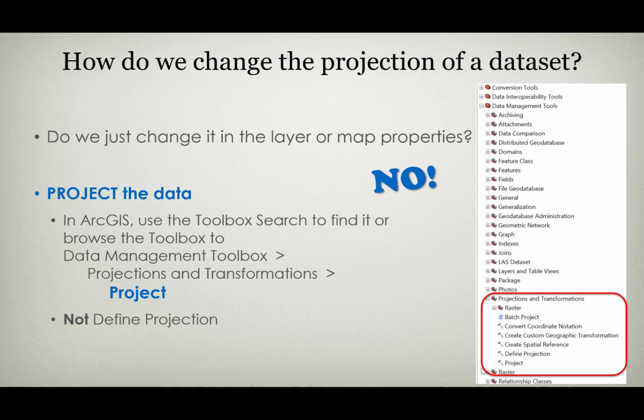Define projection is a way to change the properties of a layer and how the system interprets the coordinates that are there. You usually don't want to run that one. That one's very uncommon to run. You would usually only run that one if your layer property said it was unknown. So that's not as common.